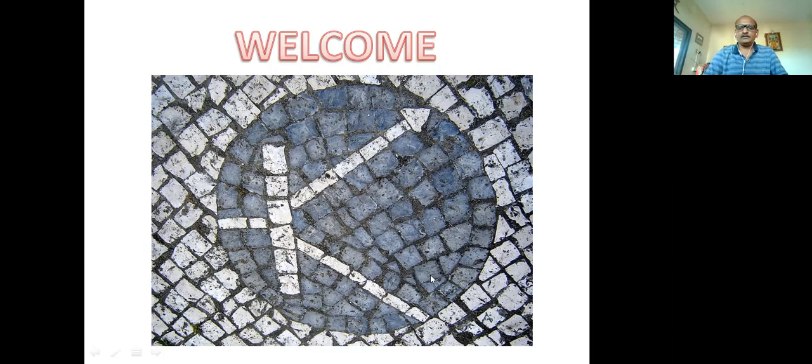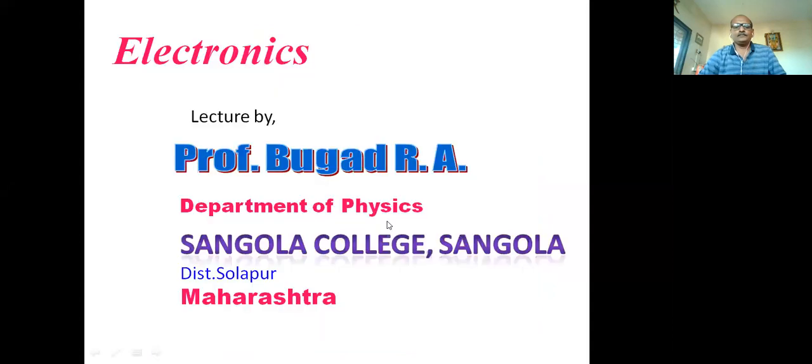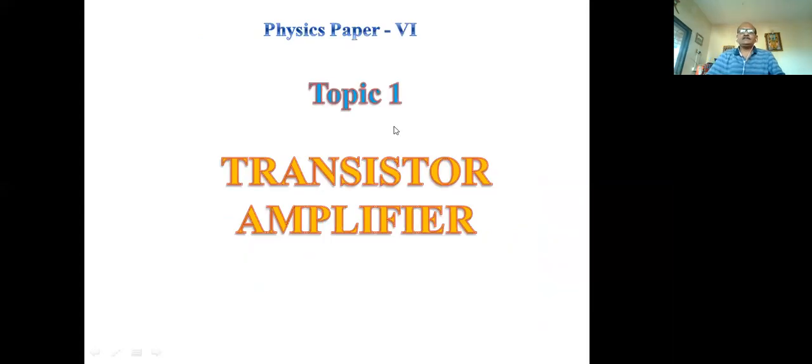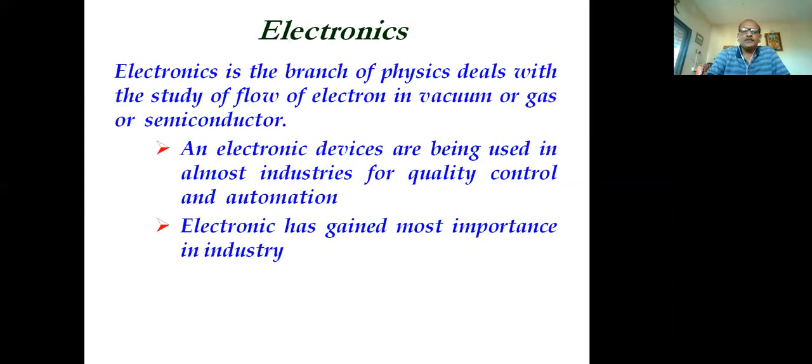Physics paper 6th, topic first, transistor amplifier. Before this, we have to see what electronics is. We know that electronics is the branch of physics which deals with the study of the flow of electrons in vacuum, gas or semiconductor.